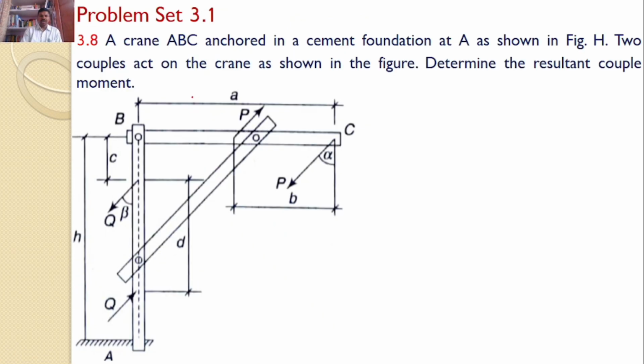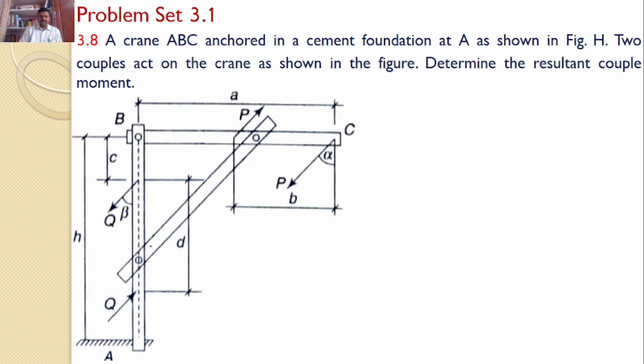Timoshenko, 5th edition. In this tutorial, we will discuss problem set 3.1, problem number 3.8. A crane ABC is anchored in a cement foundation at A as shown in the figure. Two couples act on the crane as shown in the figure. Determine the resultant couple moment.